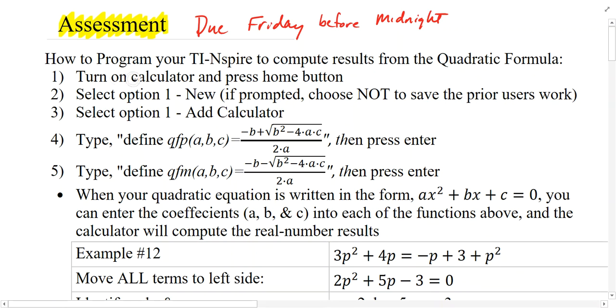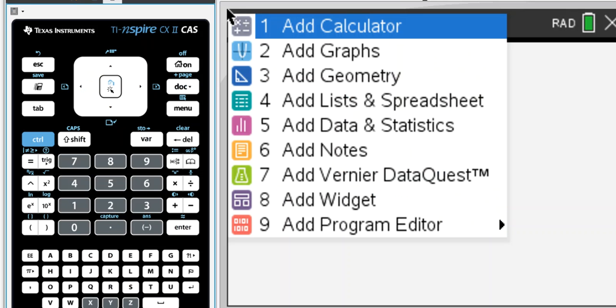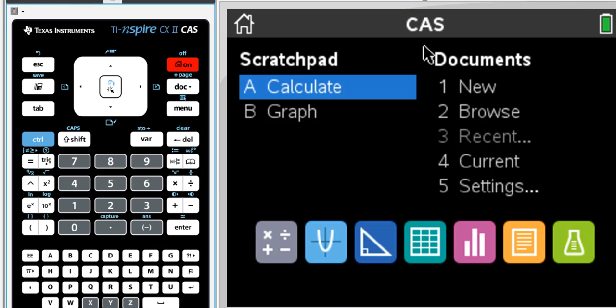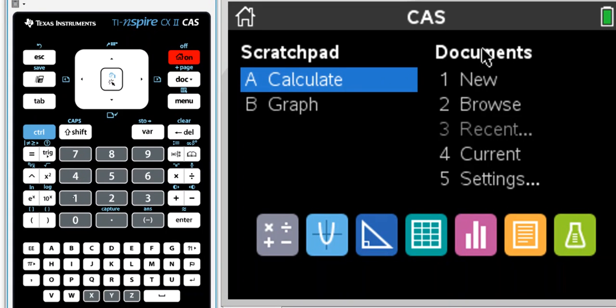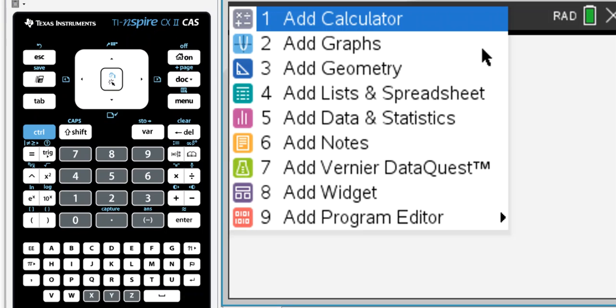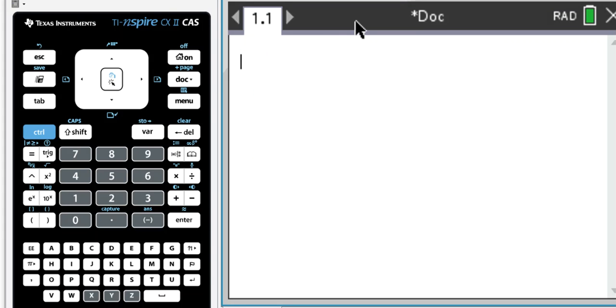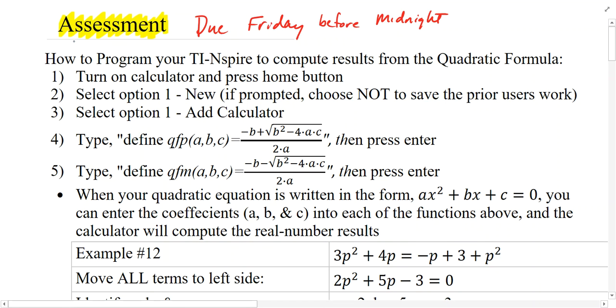Well, the first thing that we have to do is turn on the calculator and press the home button. In doing so, it brings you to this screen. And from this screen, we're going to choose option number 1 to create a new document. Now, if you're prompted to save the last user's work, we're going to say no to that. And instead, I just want to start a new calculator from scratch. So we'll choose option number 1. So we've now completed step 1 and step 2 and step 3.